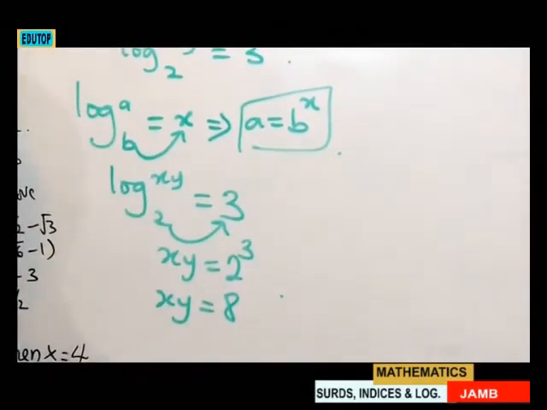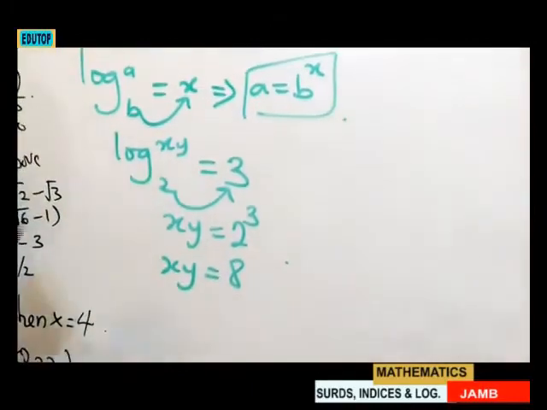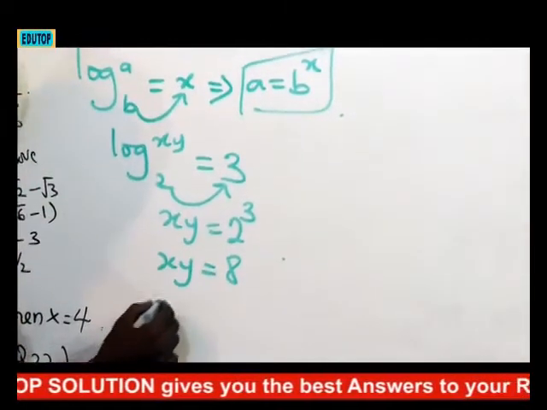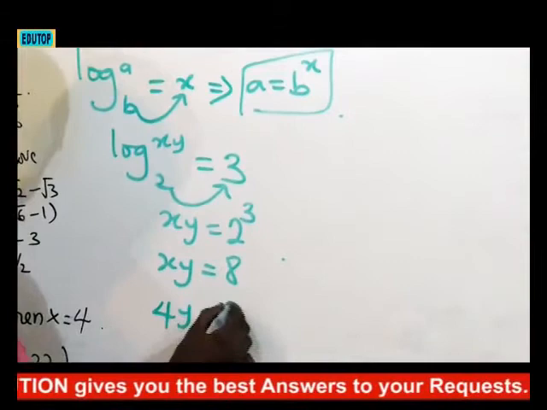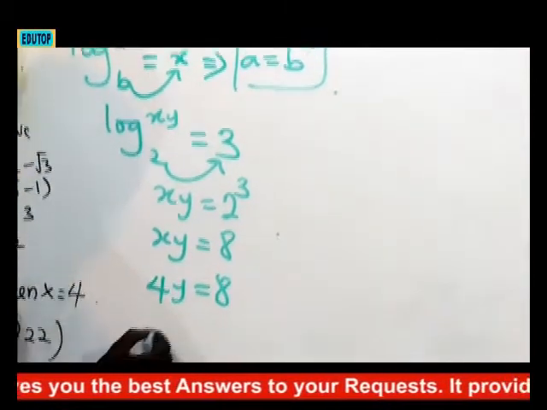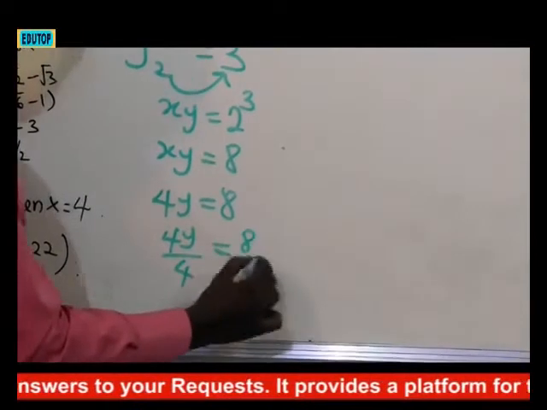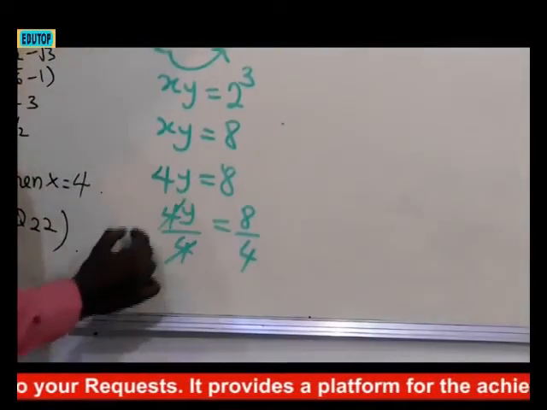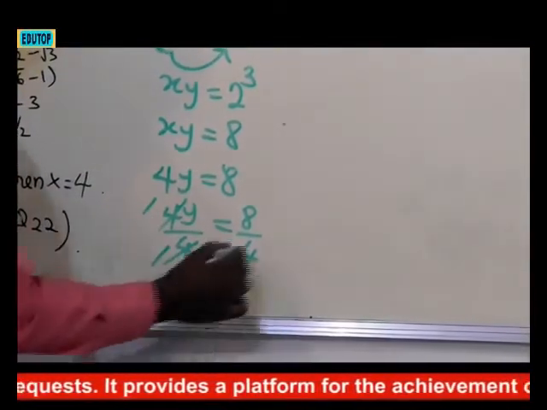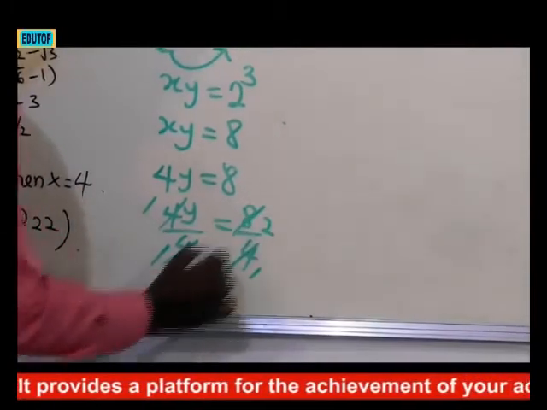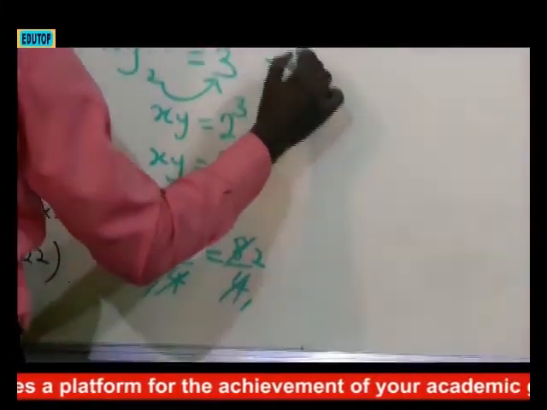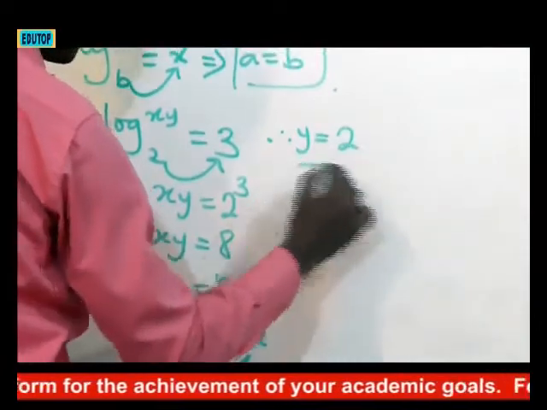Meanwhile, our x has been given and the question asks us to find y. What is our x? 4. So I can say 4y equals 8. Then I'm looking for y. I will divide both sides by 4. Divide this by 4, and also divide this by 4. So 4 divided by 4 is 1, 4 divided by 4 is 1, and 8 divided by 4 is 2. So therefore, my y is equal to 2.